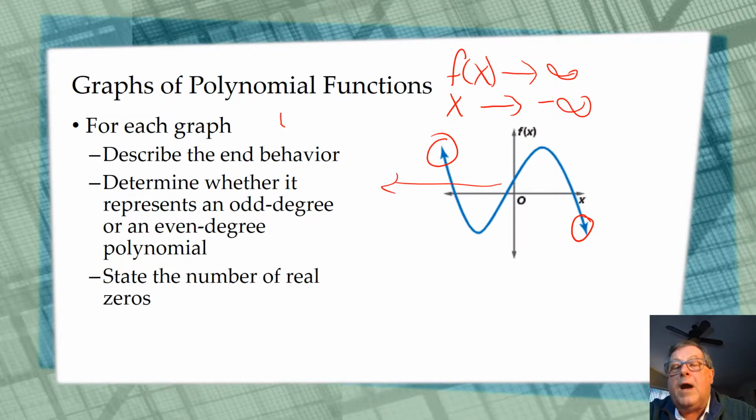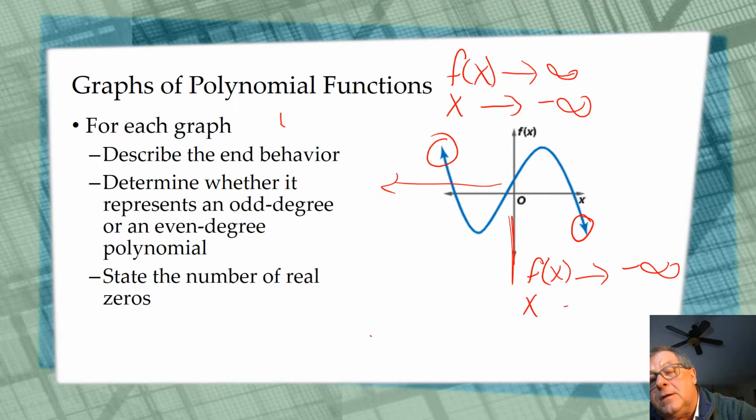Now, what about my right end behavior over here? Well, I actually see the opposite going on as f of x is approaching negative infinity. In other words, my y values are going deeper and deeper into negative territory. x is approaching infinity. All right, that's not bad. We checked that one off.